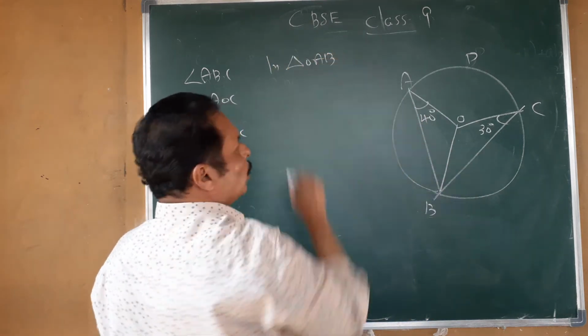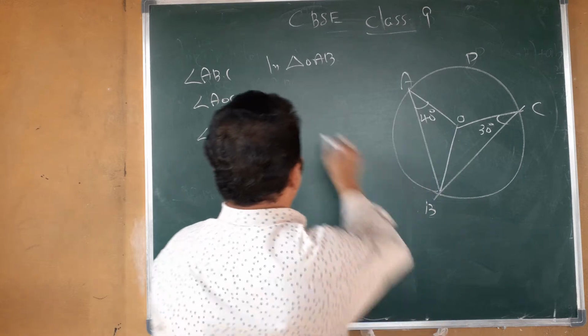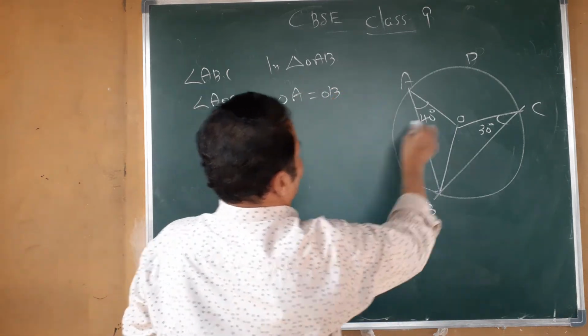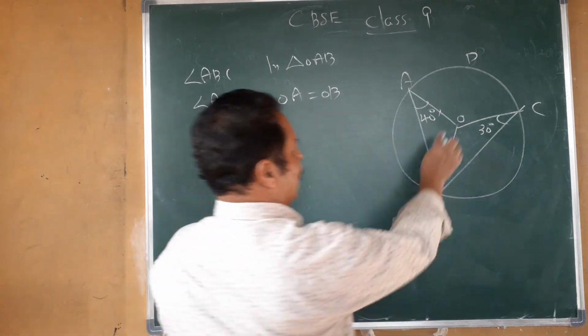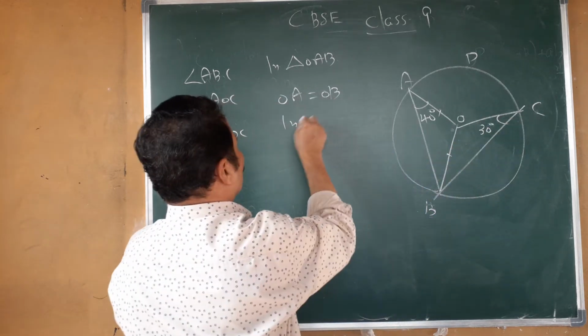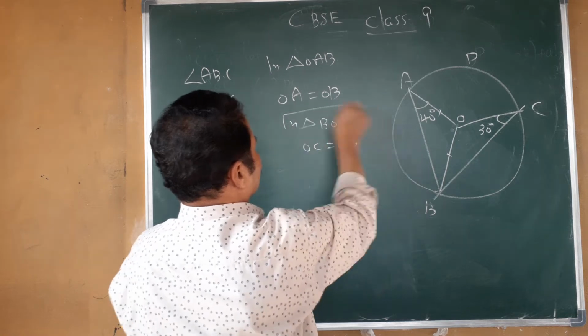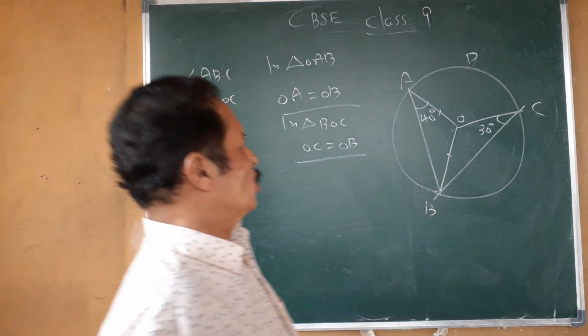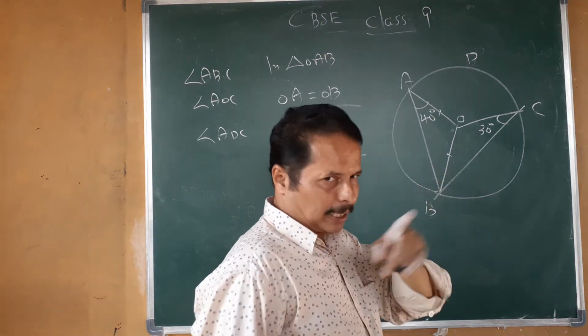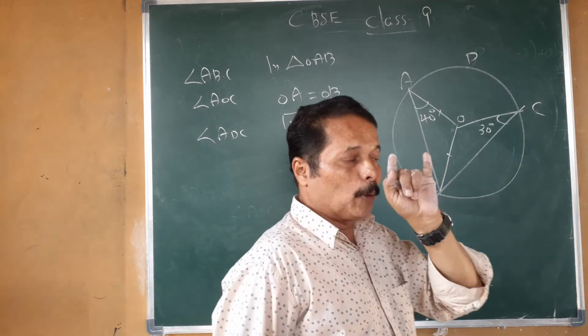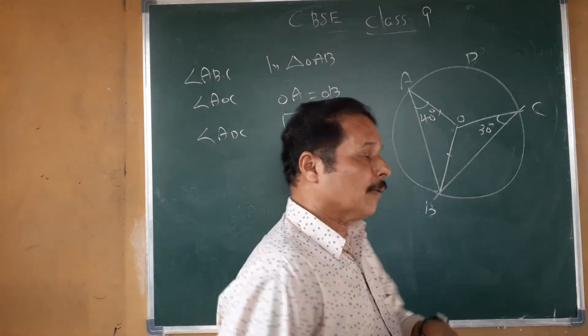Now see the triangle OAB. In triangle OAB, look, OA equals OB. They are radii of the same circle. Similarly, OB is equal to OC in triangle BOC. OC equals OB. You see that? So this triangle is an isosceles triangle. Angles opposite to equal sides are equal.